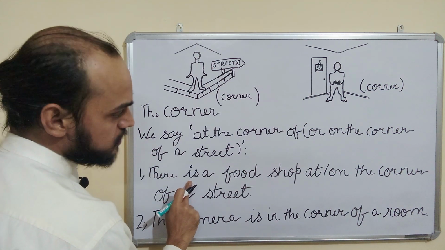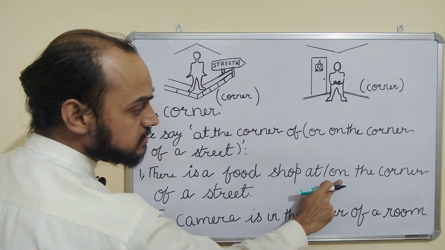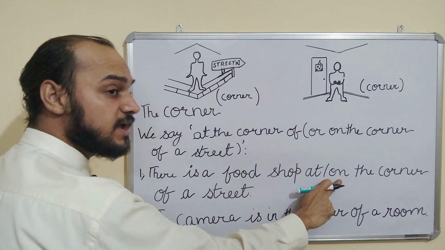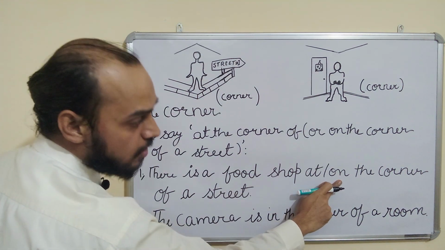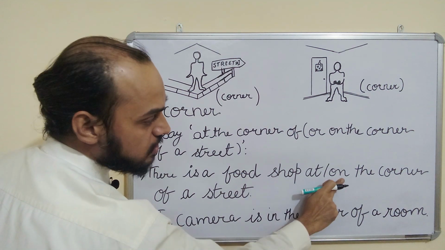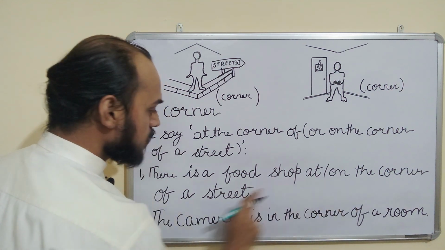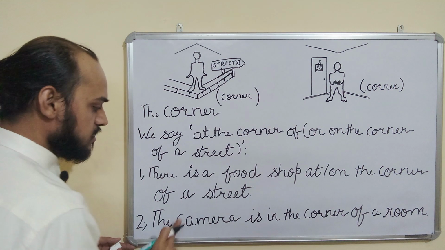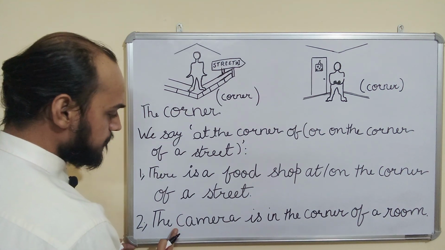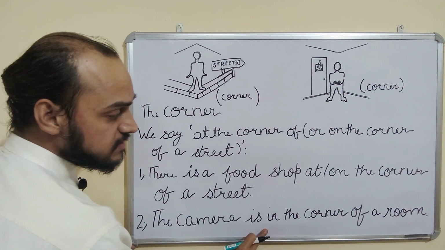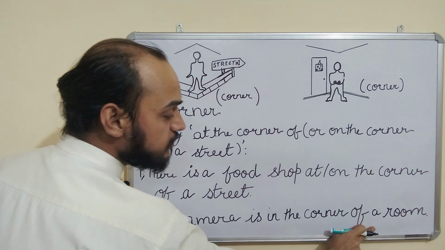There is a food shop at, on. Here we have got some options. At, on the corner of a street. Look at the second example. The camera is in the corner of a room.